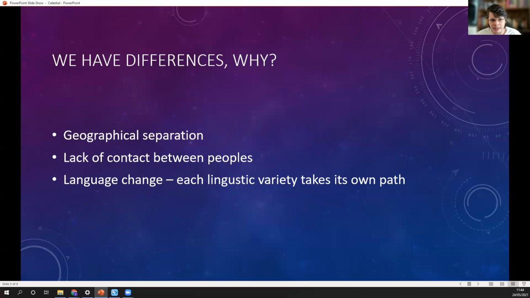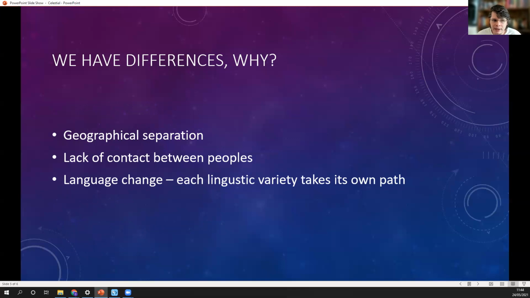Now the question becomes why? Why do we have differences? Well, one of the main reasons is because of geographical separation. So, for example, if you have one community who lives on one side of a river and another community who lives on the other side of the river, and they don't really have much contact. Let's say there's not a bridge between both communities.